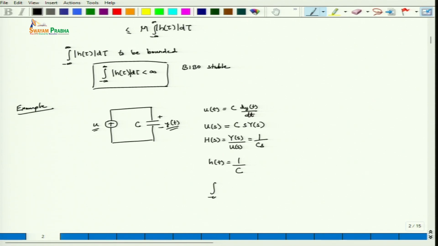Now we can take this particular integral which we have seen here with the condition for BIBO stability, and if you check this integral, what you will find is that this is not bounded. So this implies that this system is not BIBO stable.